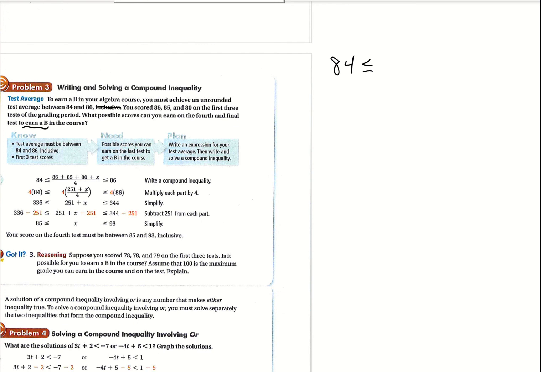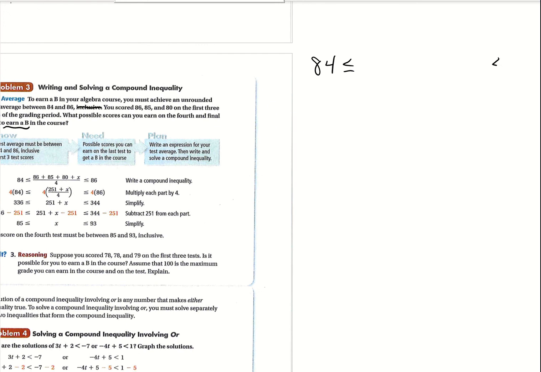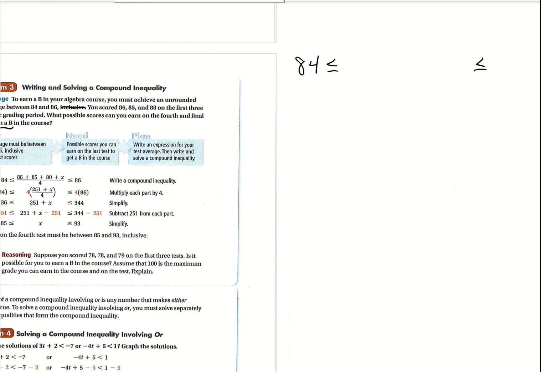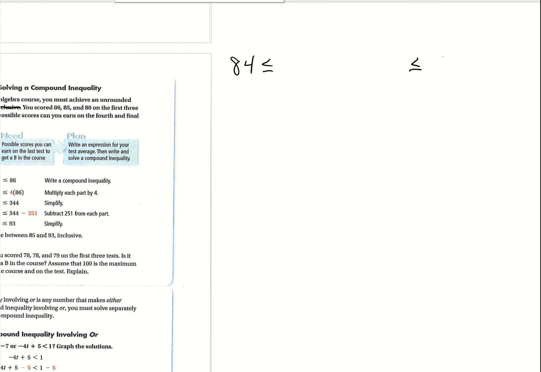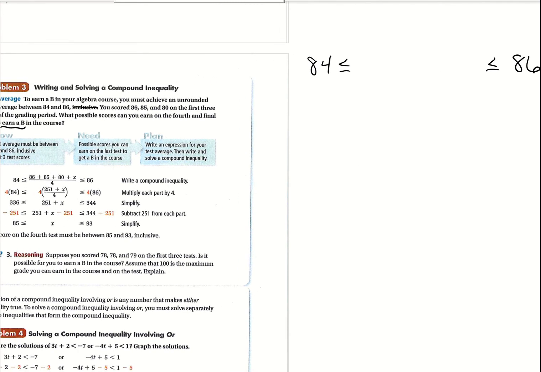On the other end, whatever we get would be less than or equal to 86, because that's the maximum score you can have and get for a B as a letter grade. They're assuming we're using B plus and B minus. So yeah, anyway.